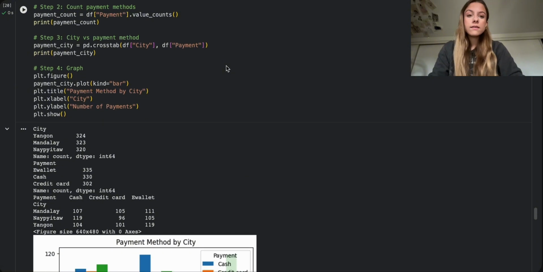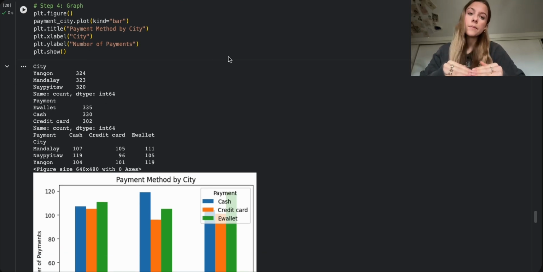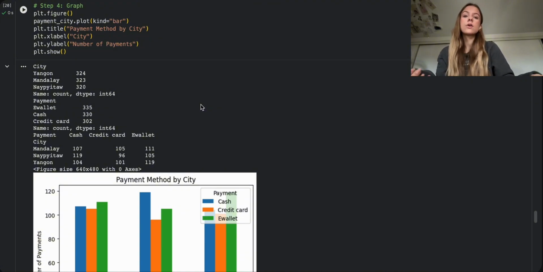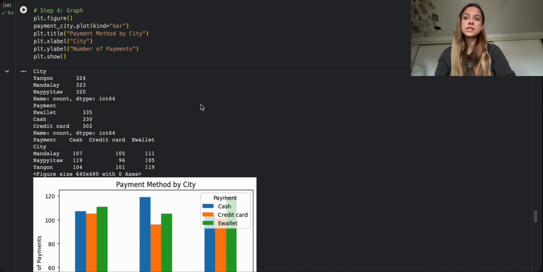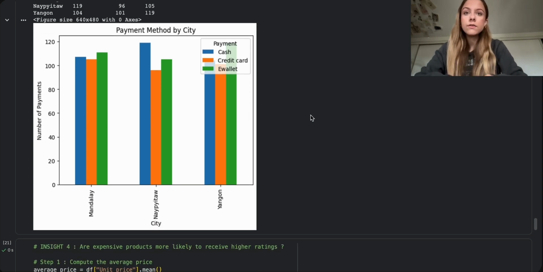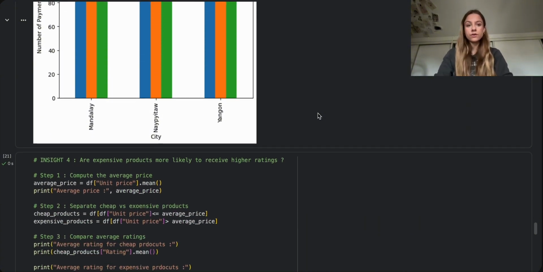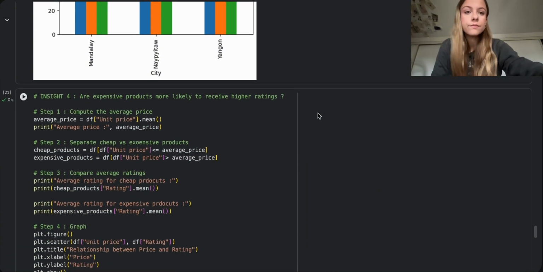Then we created a cross-tabulation using the crosstab function. So this helped us compare city and payment method simultaneously. And it gave us a table which shows how many times each payment was used in each city. Finally, to visualize this result, we used a bar chart, which makes it easier to observe differences between cities and determine which payment method was preferred depending on the location.